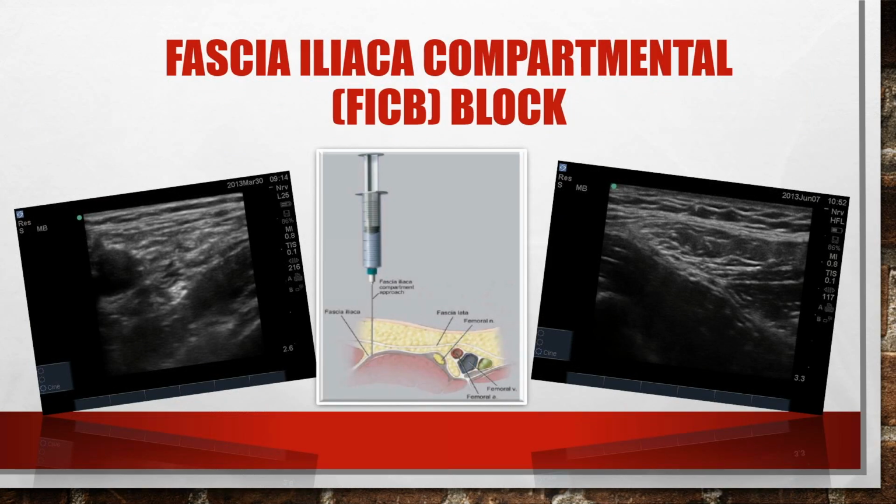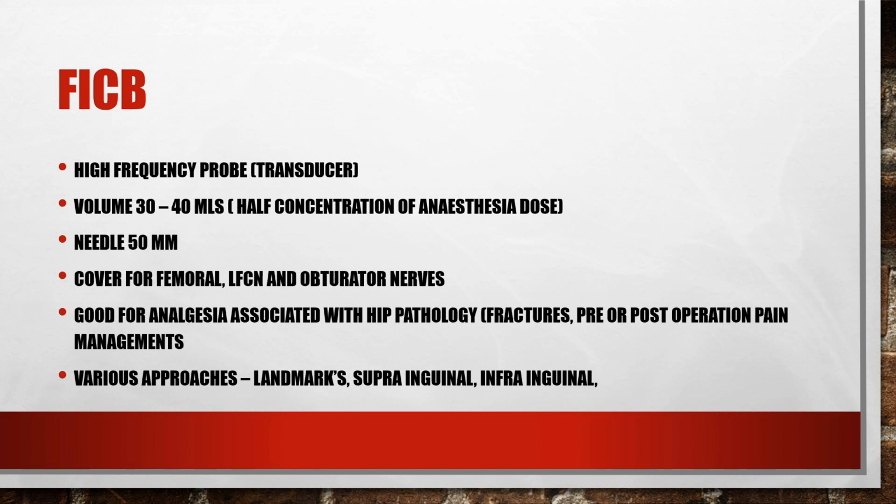Okay, so we come to the more interesting part, how to do the block. The first one is the fascia iliaca compartment block. Actually, the fascia iliaca compartment block, or FICB, is principally an extension of the femoral nerve block. The difference is that we give more volume. If we give 20 mils for femoral nerve, for this FICB we extend the volume to 30 to 40 mils of half maximum concentration, as we mentioned before.